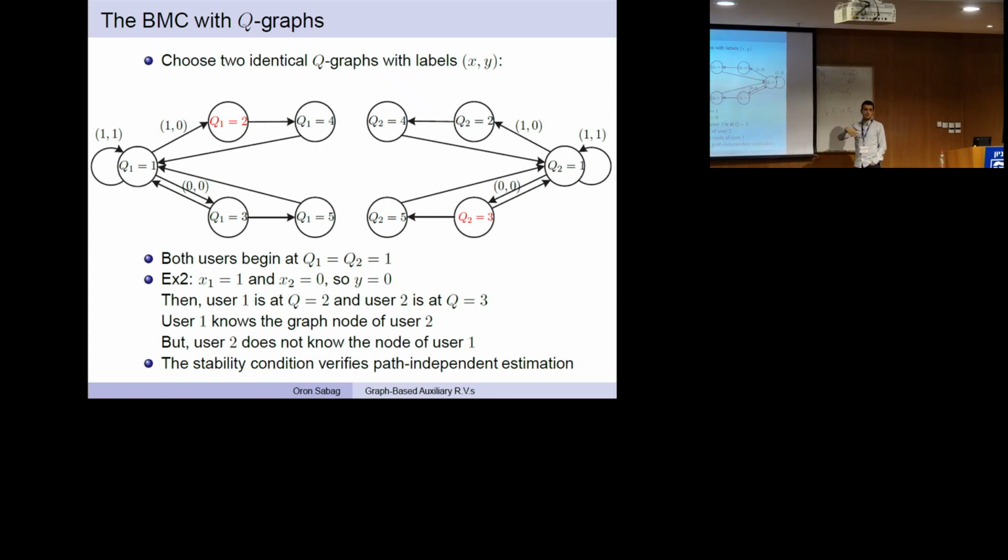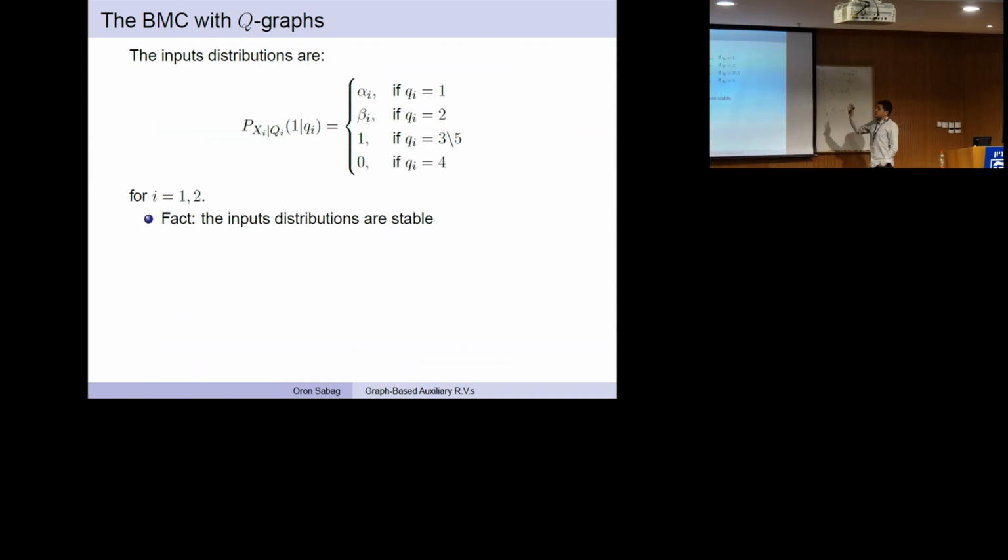Okay, so it maintains kind of an estimation on the graph node or the encoding state of the other user. And the stability condition just verifies that given your own node, you maintain a stable estimation over the graph of the other user. This is the main idea. Okay. So if we fix the previous two Q graphs and the following input distribution, we can show that it satisfies the stability and Markov conditions that we needed for our theorem, and then we can evaluate the expression of the inner bound.